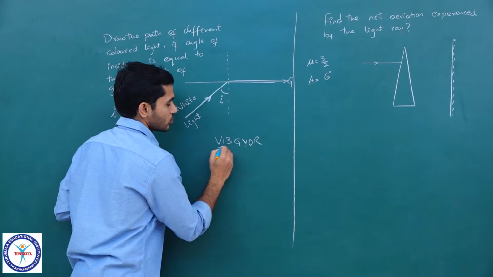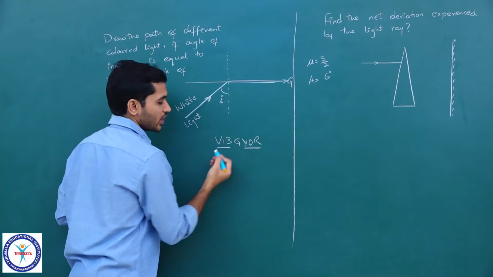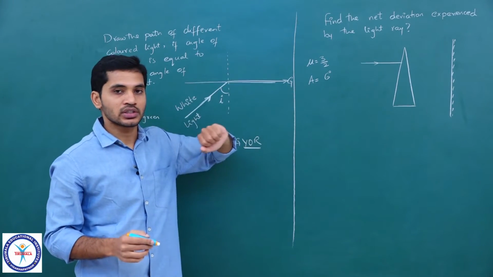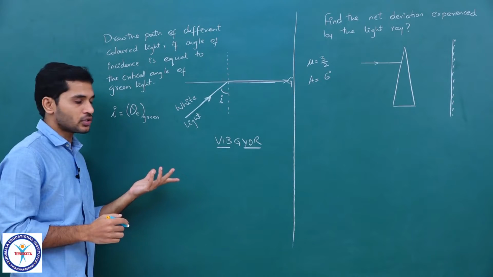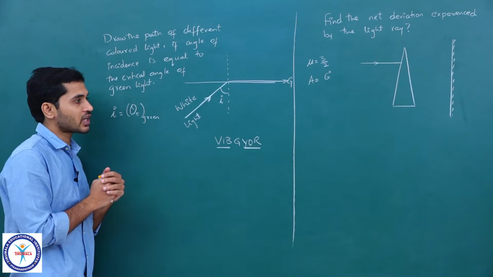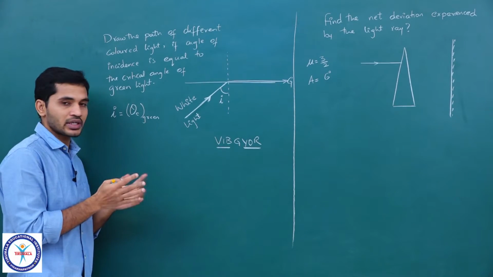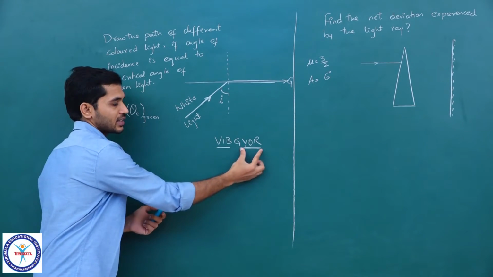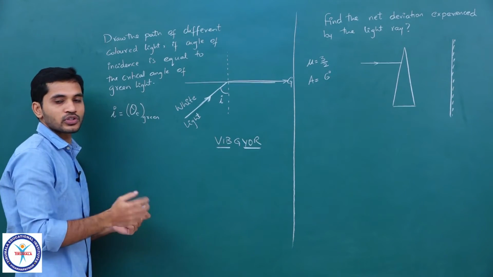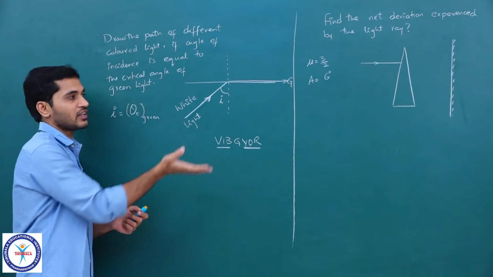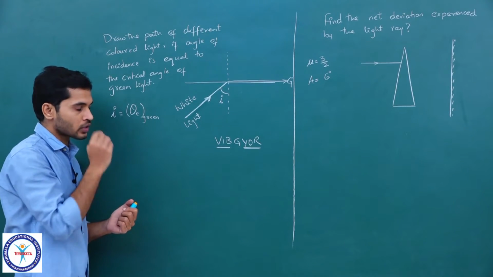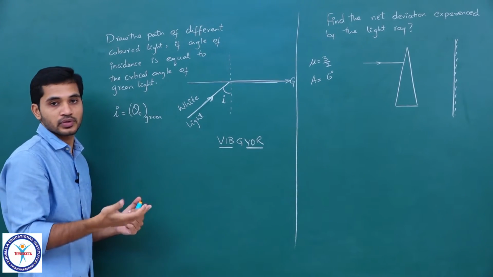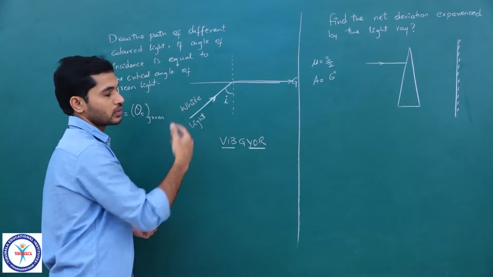Okay. So, we need to now understand what happens to VIB and what happens to YOR. We know that G travels along the interface. So, I would suggest you pause here and think about this scenario. I will definitely tell you that one group out of these two undergoes TIR and the other group will refract into the next medium. I want you to think about which group will undergo TIR and which group will refract into the next medium.